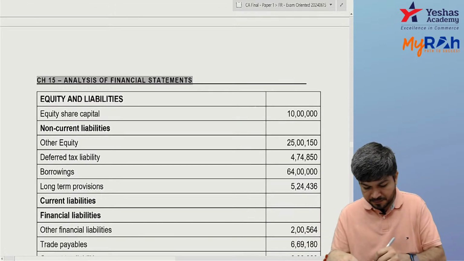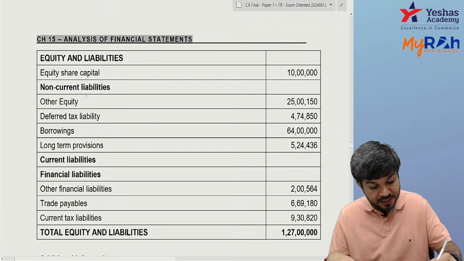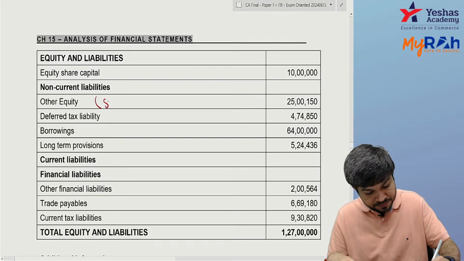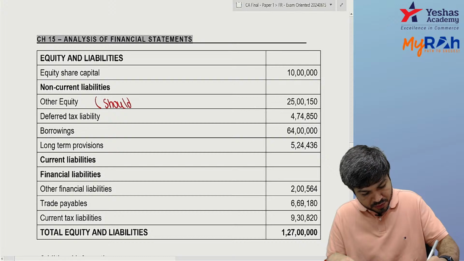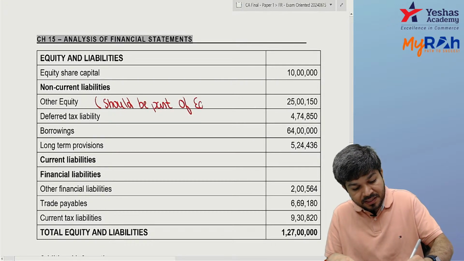Okay, after that, under equity and liability, we have equity share capital and other equity. Other equity should be part of equity. Equity ke andar equity share capital, other equity.